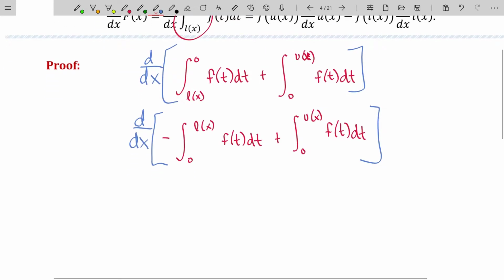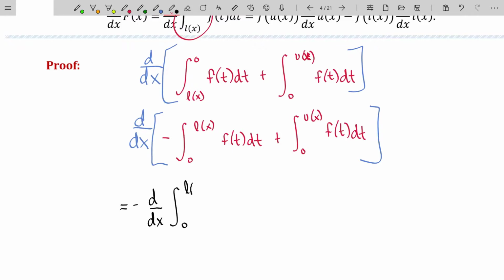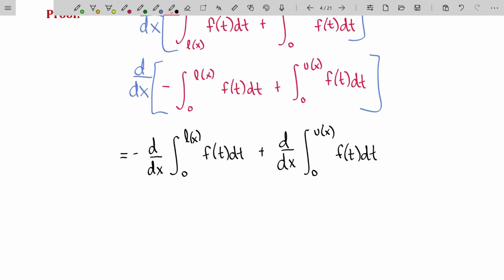When you take this derivative, the derivative of the first, well, it's a negative in front of it. So at least I could pull that negative out of that derivative. So let me do that. And I'll split this derivative as well. So 0 to L of x, f of t dt, plus the derivative with respect to x, integral from 0 to u of x, f of t dt. Now we know the derivative of the integrals, they will cancel out if that was an x, but it's not an x. But that's okay.